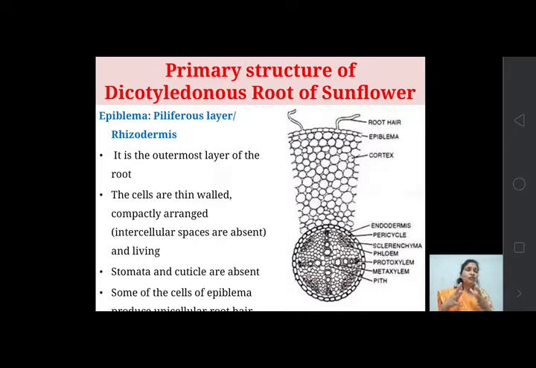Firstly, we are going to study the primary structure of the dicotyledonous root of sunflower. So we are starting with the root. Further we will study the stem and the leaves of the primary structure of the plant body. So we are starting with the primary structure of the dicotyledonous root. Yes, it is the dicotyledonous root.